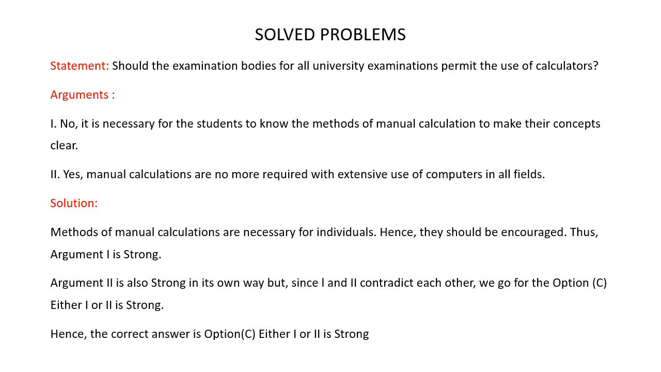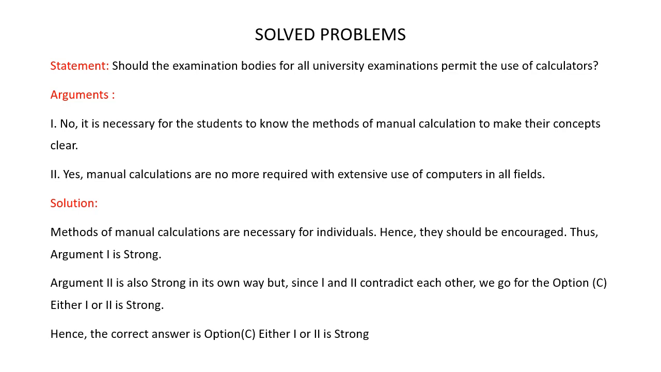Now let's look at argument 1. Methods of manual calculations are necessary for individuals and hence they should be encouraged. Thus argument 1 is strong. Let's look at argument 2. Argument 2 is also strong in its own way because manual calculations are no more required due to the extensive use of computers in all fields. As you can see here, both argument 1 and argument 2 are strong. So you would assume that the correct answer would be option E. Both 1 and 2 are strong.